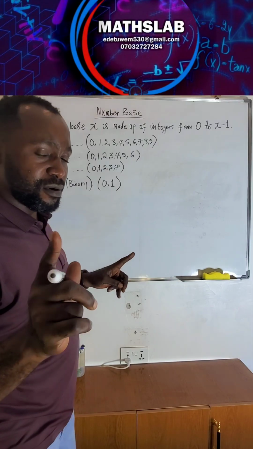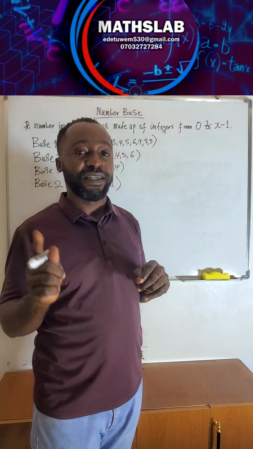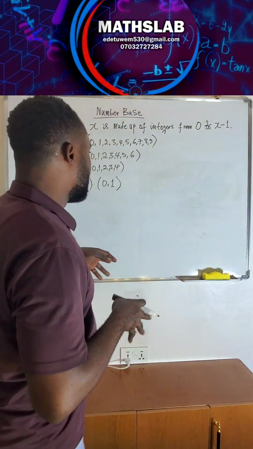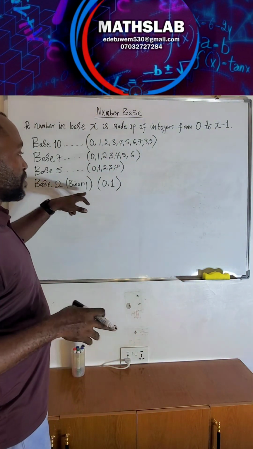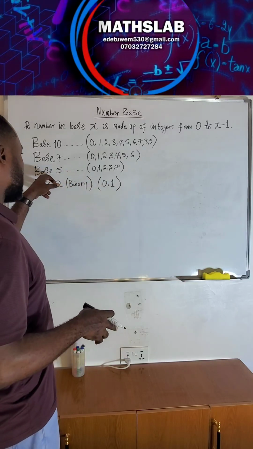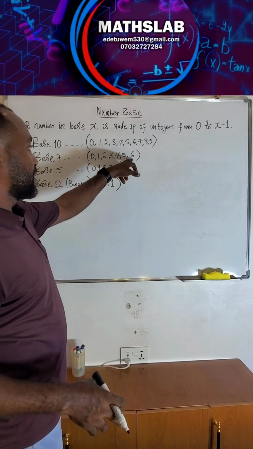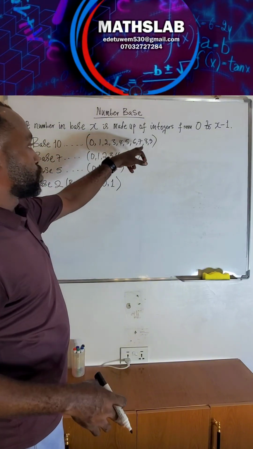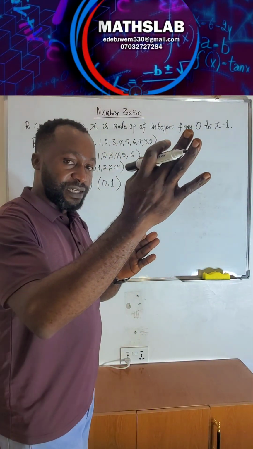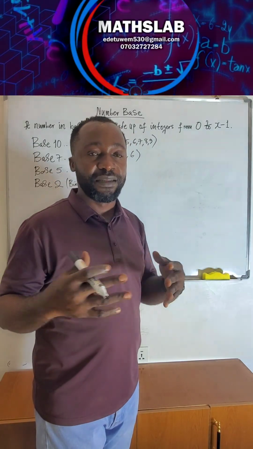From our definition, the highest digit of any number base is always 1 less than the base. Working in base 2, you have from 0 to 1. Working in base 5, from 0 to 4. Working in base 7, from 0 to 6. Working in base 10, from 0 to 9. If you observe the series, it is always 1 less than the base.